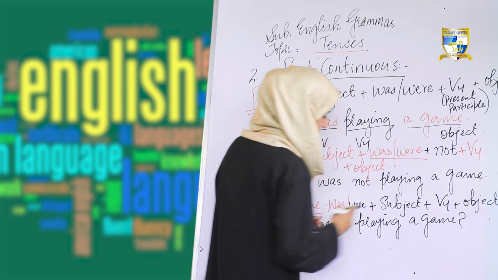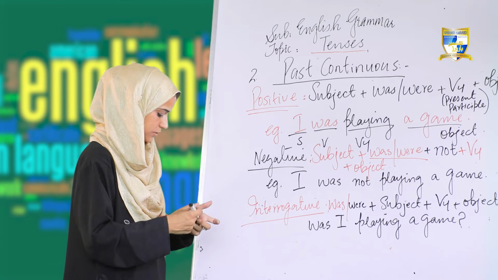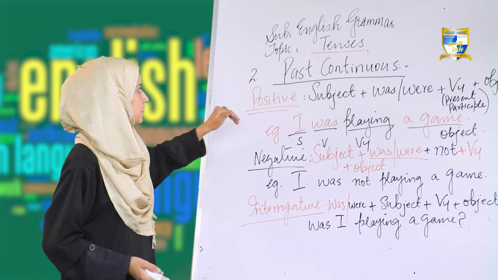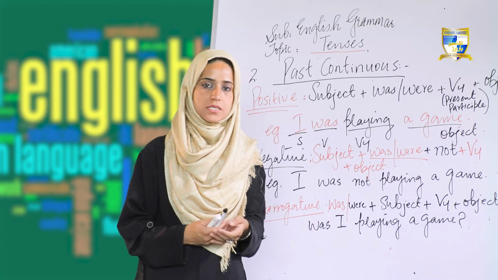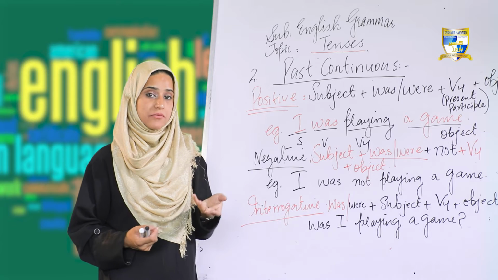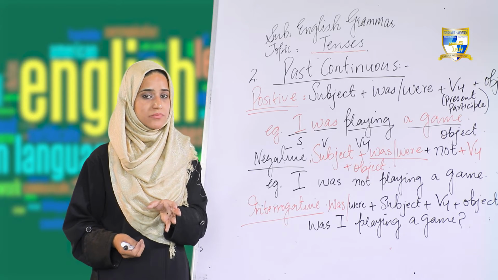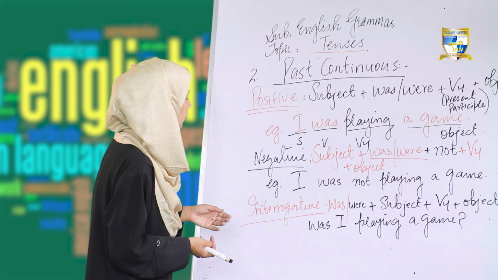Was I playing a game? So some more examples that we can make out of these structures are by using the same pattern. So past continuous, I repeat the usage of past continuous. Past continuous tenses denote the time of an action that happened in the past and was not complete at that point of time. It was still going on, it was in a continuous form, it was in progressive form.